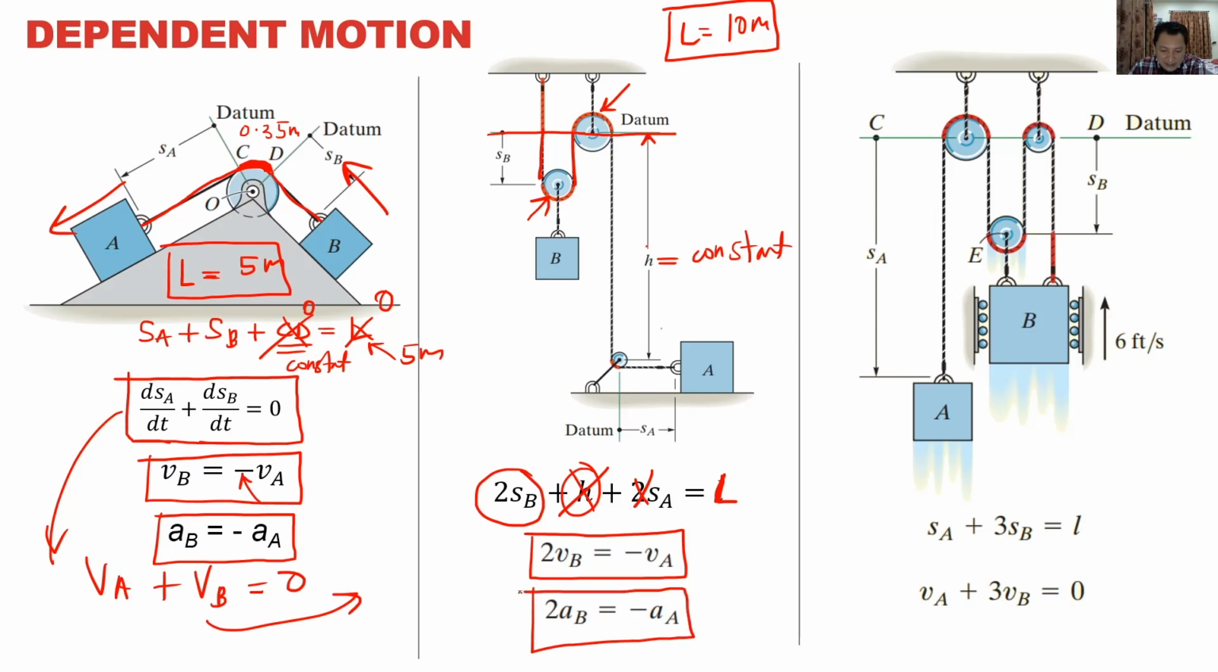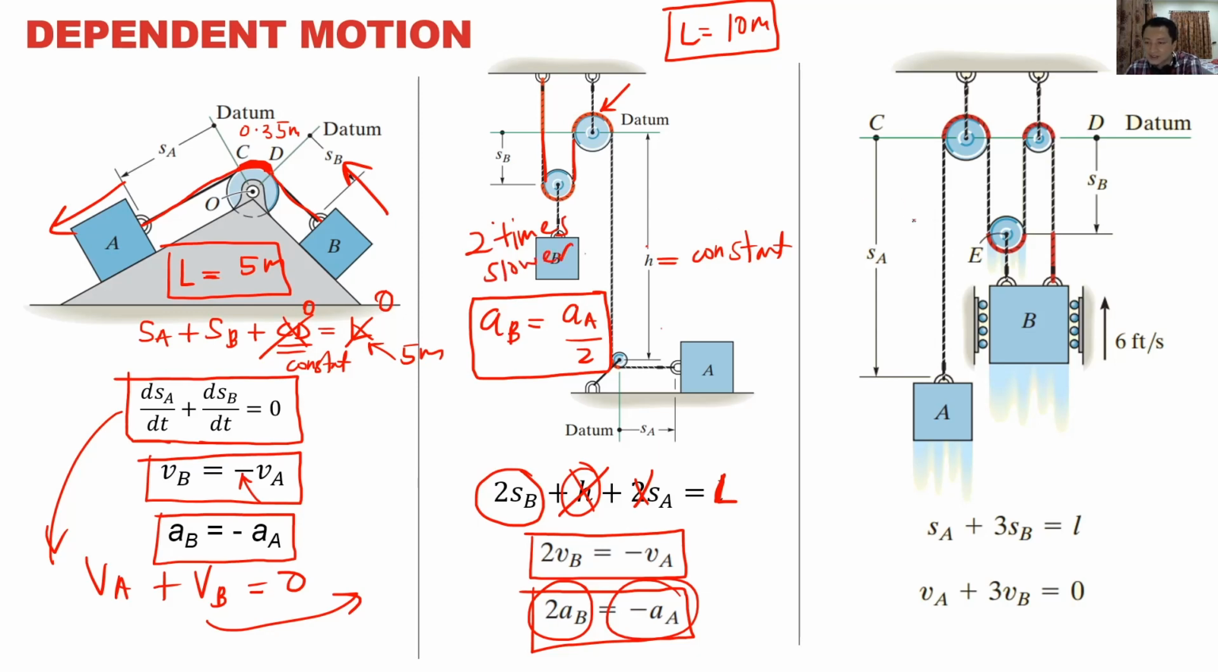And finally, if you look at acceleration, the ratio will be this one. 2AB is equal to AA. Meaning what? Meaning AB is equal to AA divided by 2. Which one is slower? Which one is faster? It means 2AB only equals 1AA. It means B is slow. Why slow? You need to look at this one. It has 2 loops. So B is 2 times slower. Like that.